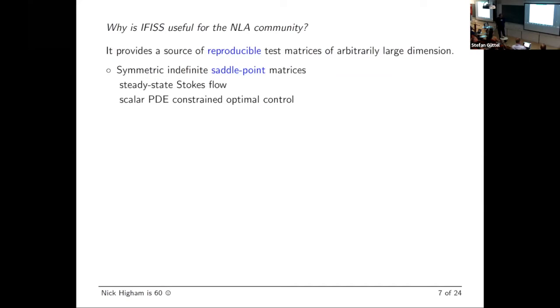It's particularly good for generating saddle point matrices, symmetric indefinite matrices, sometimes singular, sometimes not. They're associated with steady state Stokes flow. I'll say something more about that in a moment, but also PDE constrained optimal control. So there's a piece of IFISS that was written by John Pearson, who was Andy's student at the time at Oxford, and part of his PhD actually. The start of his work is on Laplace-based optimal control. So that's also in IFISS.